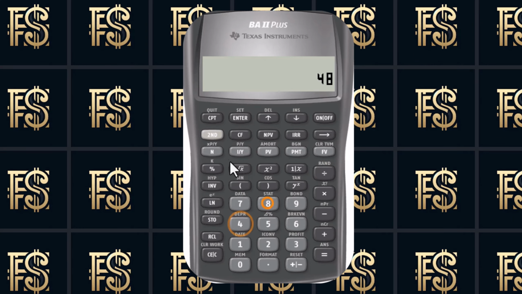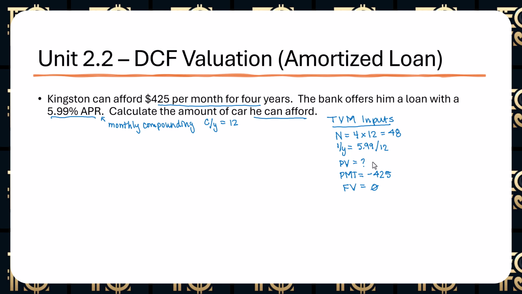We'll take 48 for N, we'll type 5.99 and divide it by 12 to find our monthly rate. We'll plug that into our IY. He plans to pay $425 a month. We'll plug that into our payment. And again, hopefully the future value of all loans is 0. We'll go ahead and compute the present value. It appears that he can afford a car in the amounts of $18,100.17.